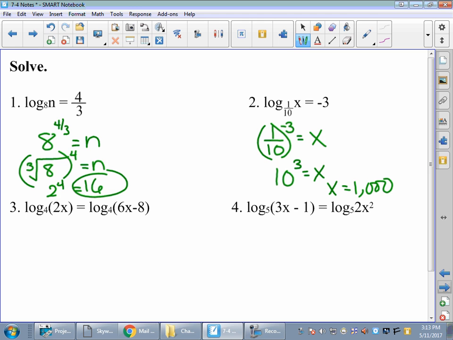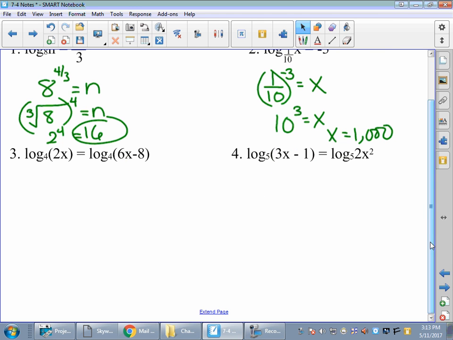For example, number 3, I have a log on both sides. So the log base 4 of 2x is equal to the log base 4 of 6x minus 8. If it is true that these two sides are equally matched, I can eliminate the log from each side and say that 2x is equal to 6x minus 8. Sort of the same way we eliminated the bases when we solved.